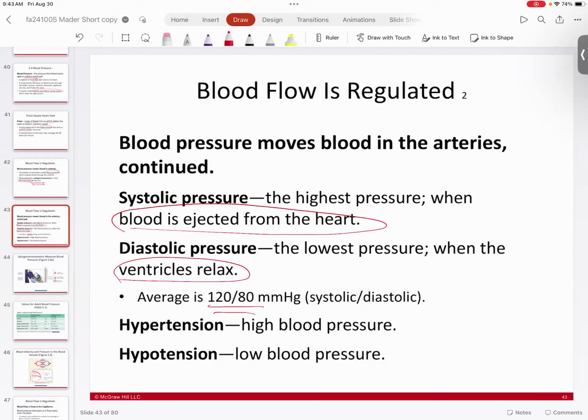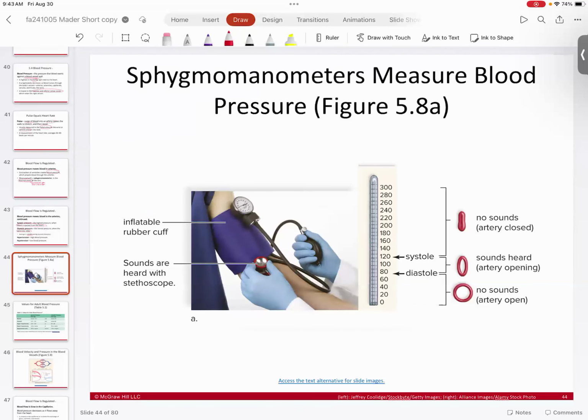And by this, we can basically determine whether or not somebody has high blood pressure, low blood pressure, whatever. And so if they have high blood pressure, it's hypertension. If they have low blood pressure, it's hypotension. And so that's what they do when you go to the doctor's office.